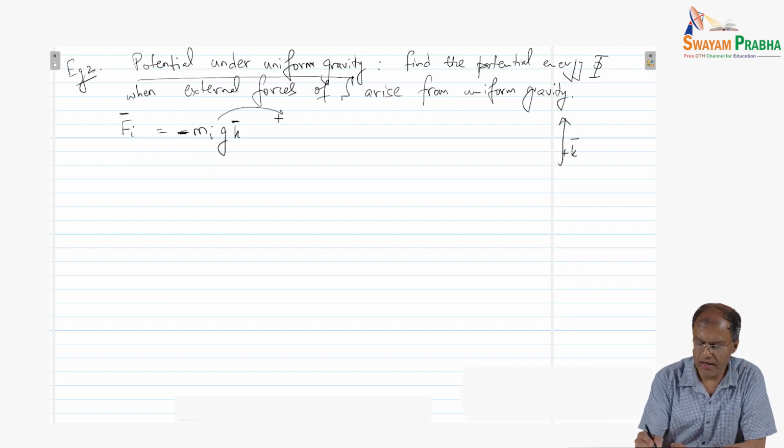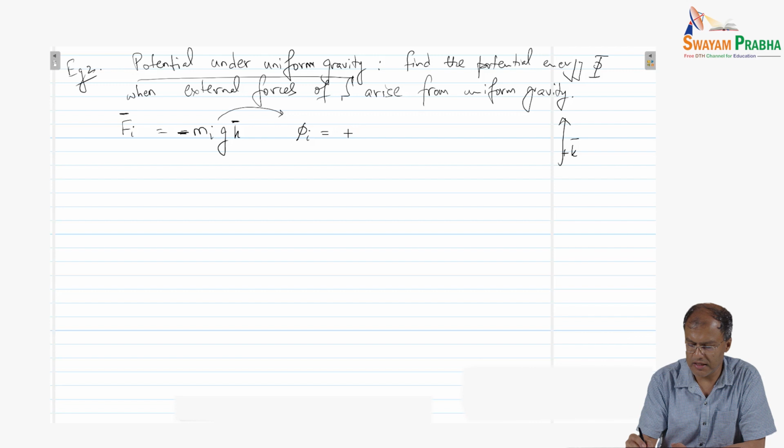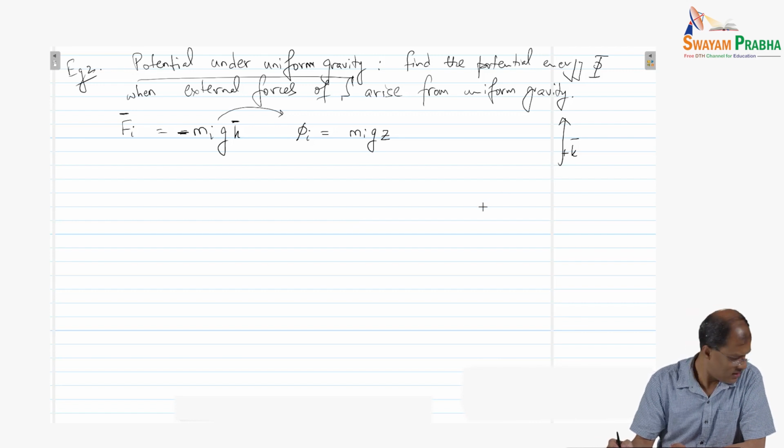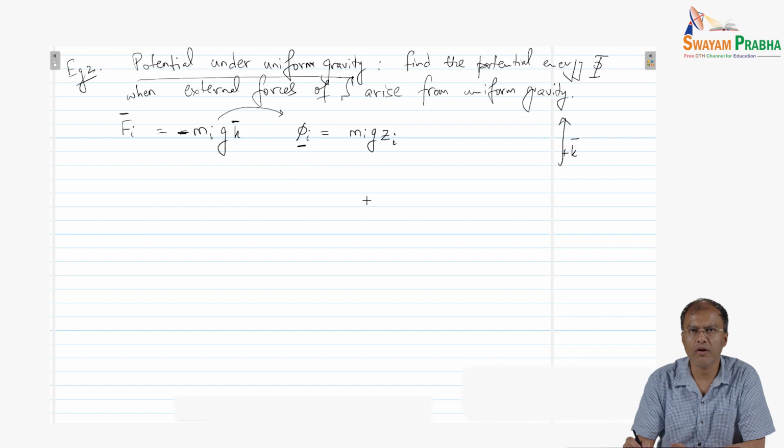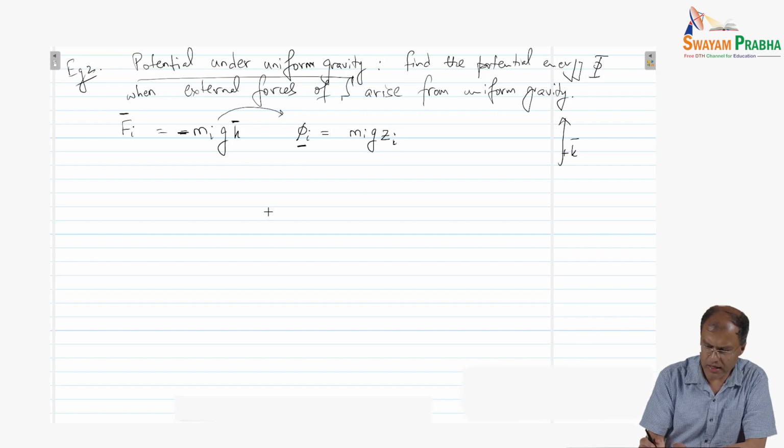From here I can find my potential phi i. We integrate these quantities, and we get that this is Mi G Z. The integration will be along the vertical direction. So phi i is given by this. For each i we can also put a Zi. So this is for each particle, and then from here I can write the total potential.